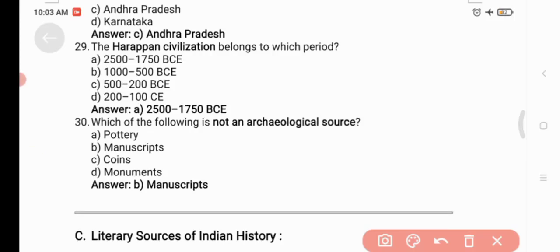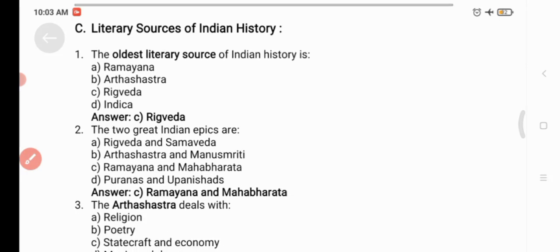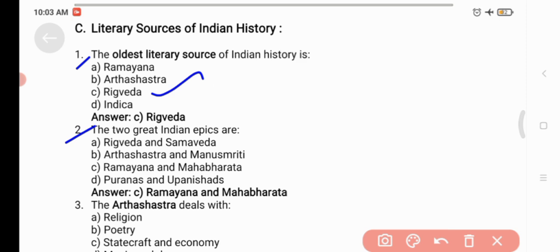The Harappan civilization belongs to which period? Option A, 2500 to 1750 BCE. Which of the following is not an archaeological source? Option B, manuscripts. Literary sources of Indian history. The oldest literary source of Indian history is option C, Rigveda. The two great Indian epics are option C, Ramayana and Mahabharata.